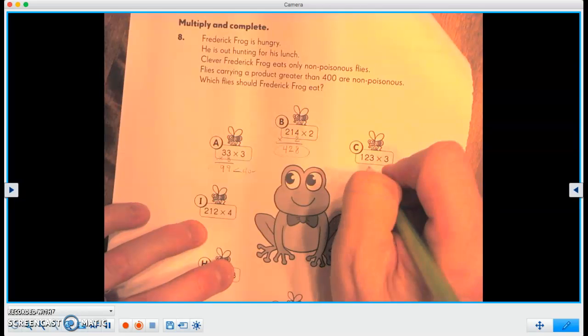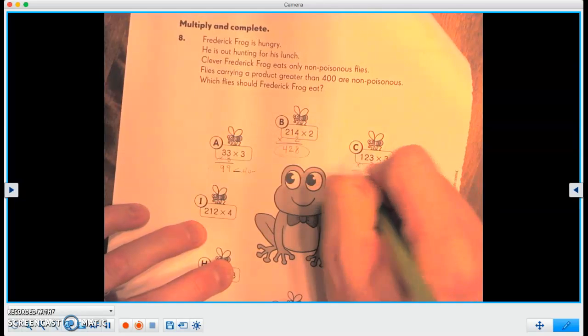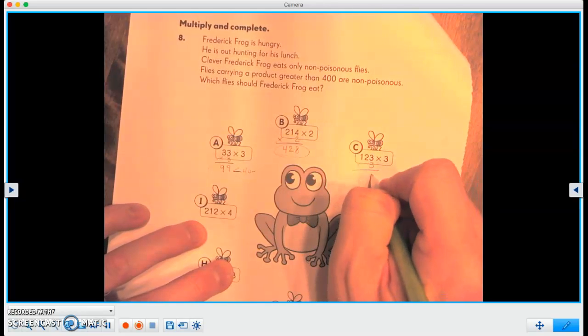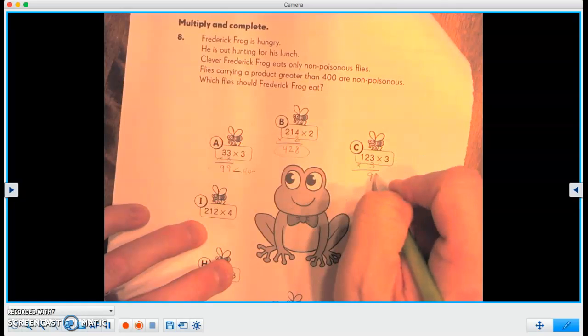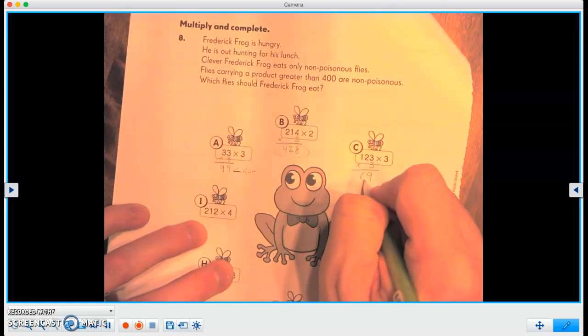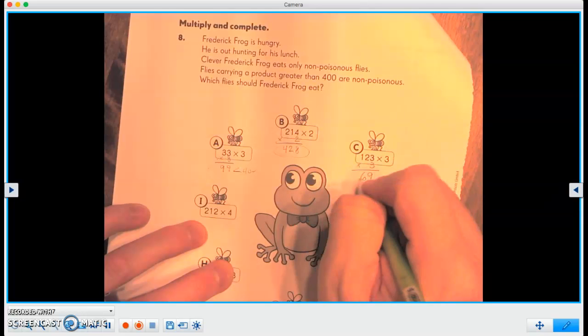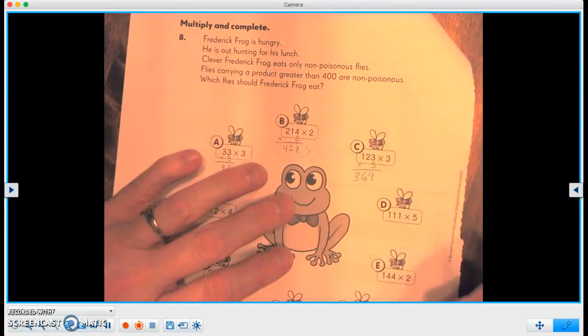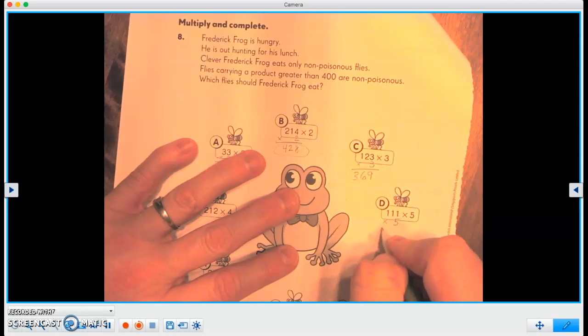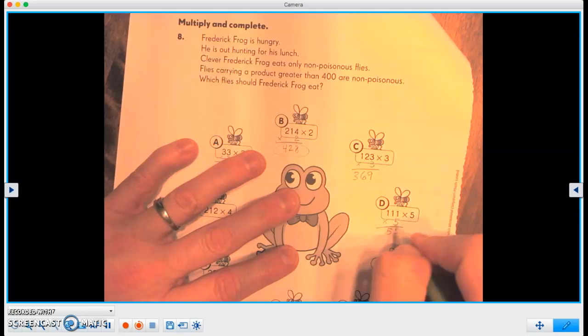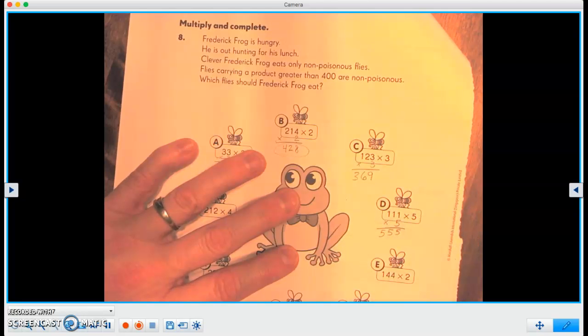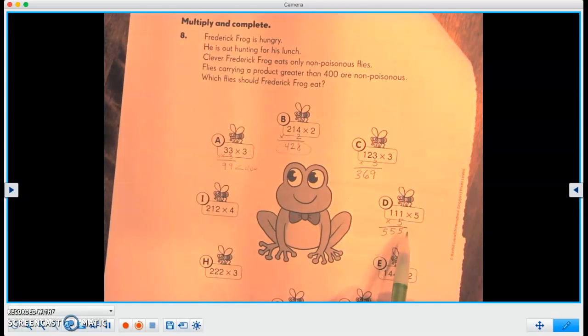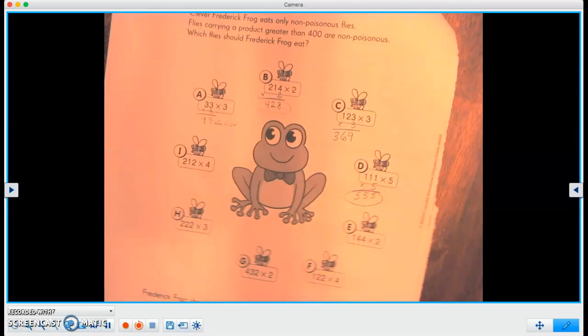Now let's look over here at C. 3 ones times 3 equals 9. 2 tens times 3 equals 6 tens. And 1 hundred times 3 is 300. Then D: 111 times 5. 1 times 5 is 5, and 1 times 5 is 5. So again, this one here is greater than 400, so fly D would be a good one to eat.